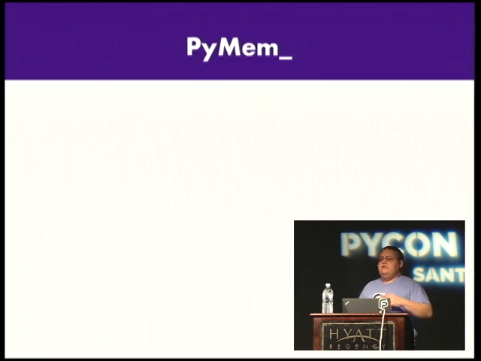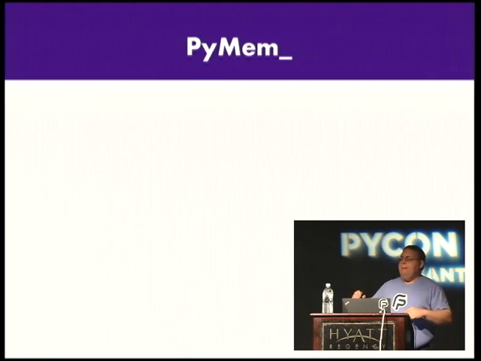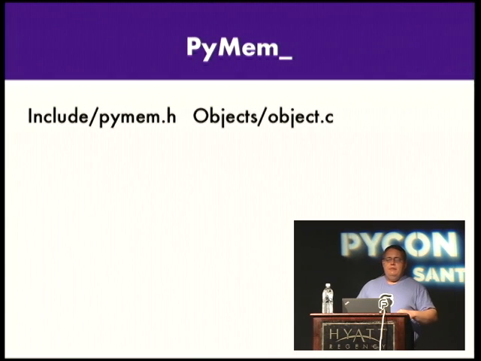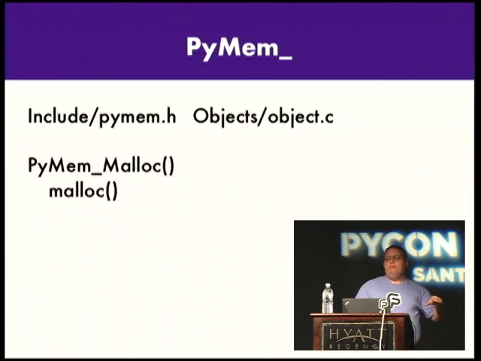But in general, it's better if you use PyMem or PyObject memory functions. So the first family I'm going to talk about right now, the second one I'm saving until much later, is the PyMem functions. These live in include/pymem.h and in Objects/object.c. They're just sort of stuck in object.c because the implementation is really small, because all they are is a thin veneer over malloc. There's a C function called PyMem_Malloc, which just calls malloc for you.